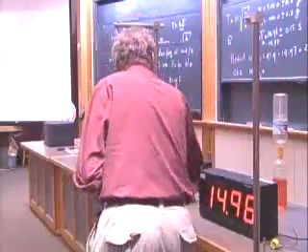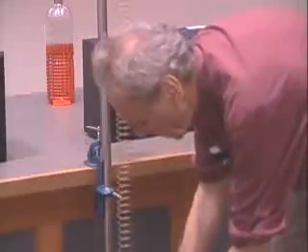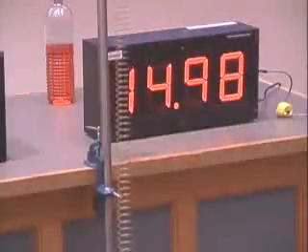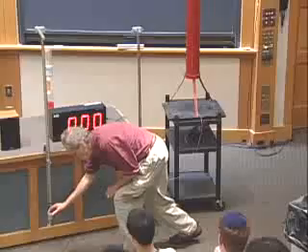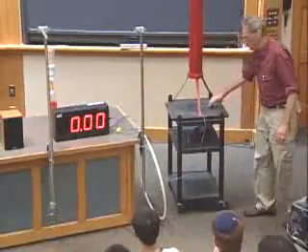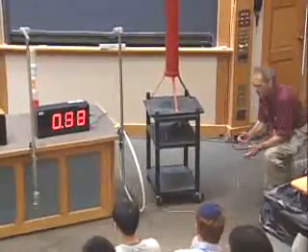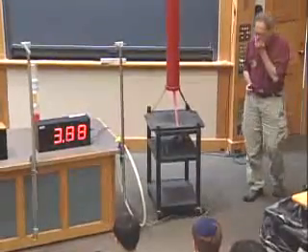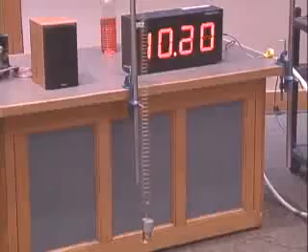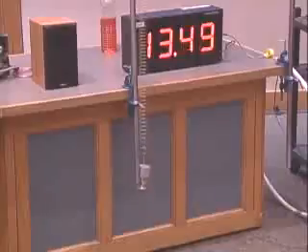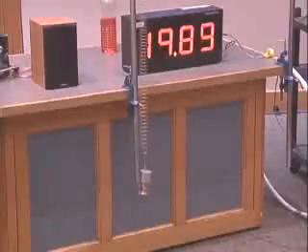So I'm going to add 500 grams. The period will indeed increase. I'm going to oscillate it. 1, 2, 3, 4, 5, 6, 7, 8, 9.